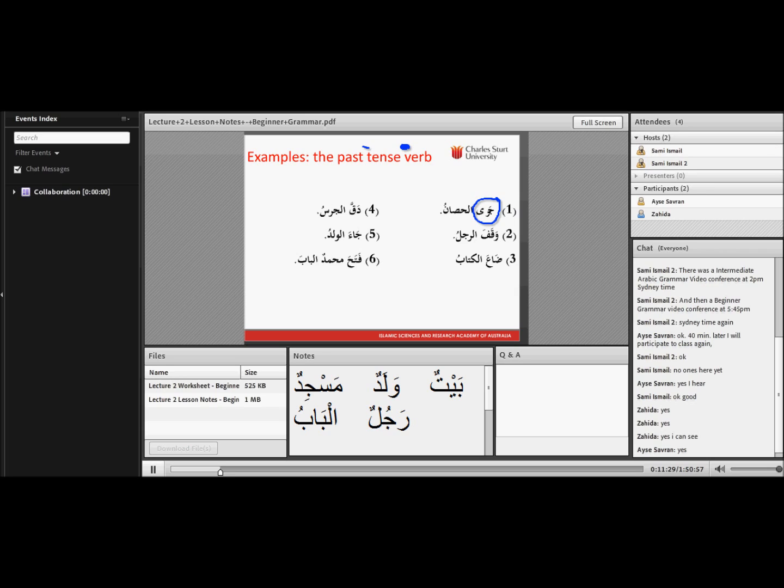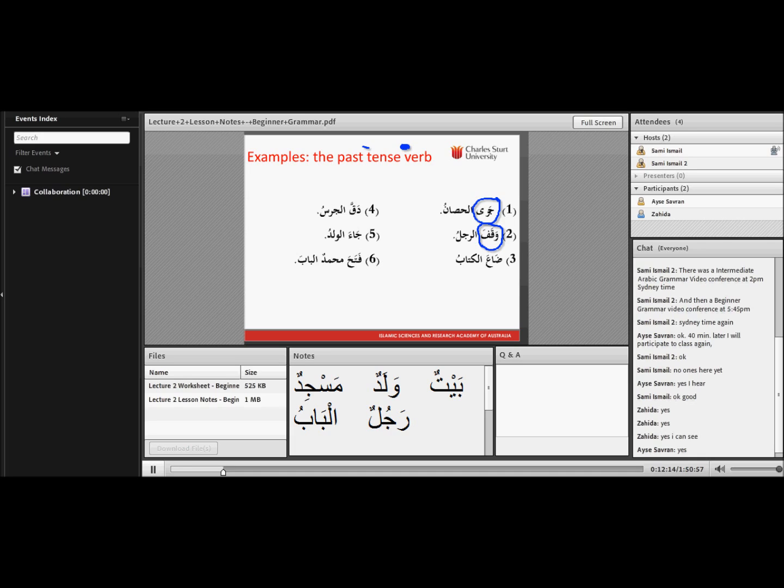Number 2 is Waqafa. So I'm going to highlight the fi'l Madi. So when I say fi'l Madi, I mean past tense verb. So this is a past tense verb. Waqafa. And waqafa means stood. So when you join it with a noun, ar-rajulu means the man. So the sentence means the man stood up. Waqafa ar-rajulu. So this is a fi'l Madi.